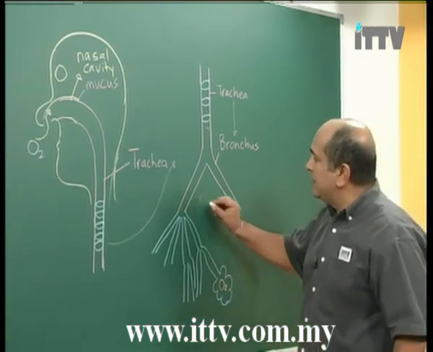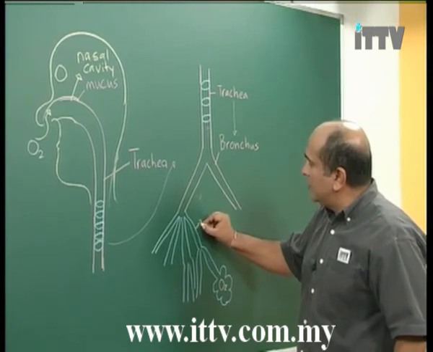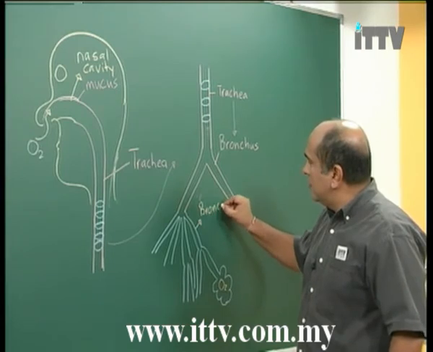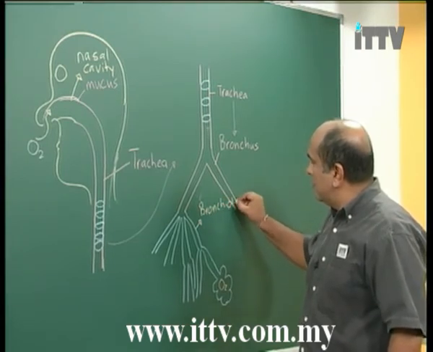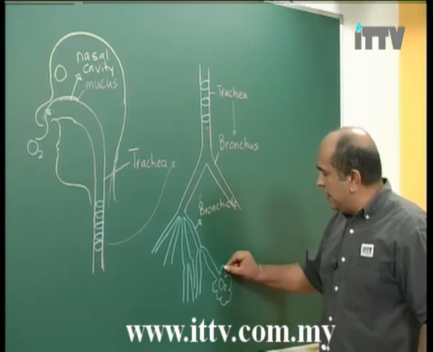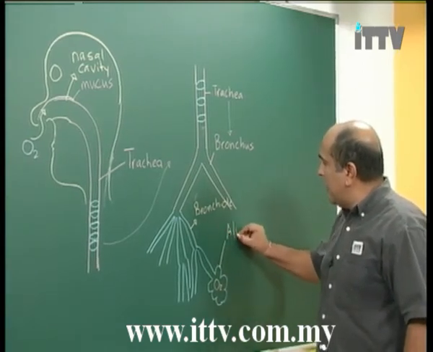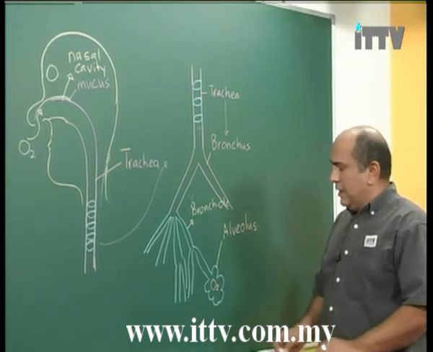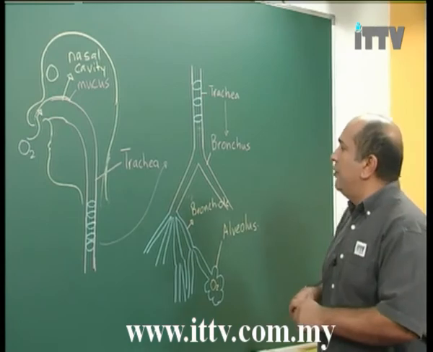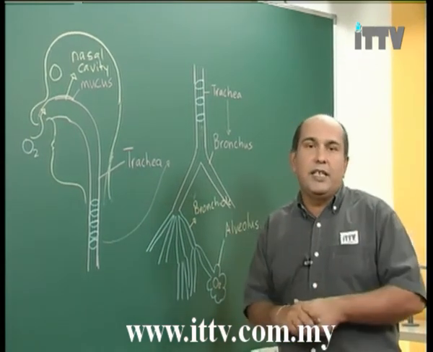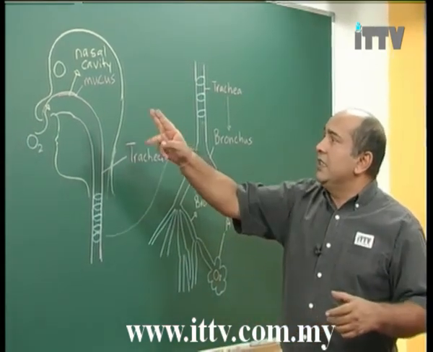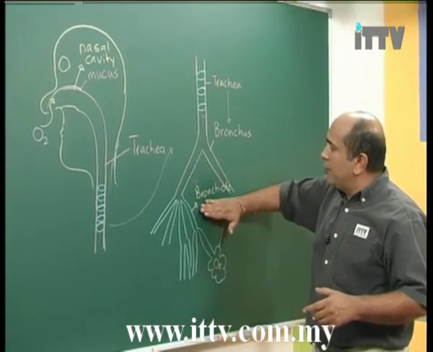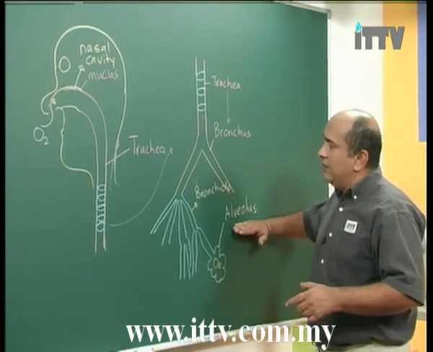Let's just label these last couple of things. This was called the bronchiole, and this is known as the alveolus. Now, these are the main parts of your respiratory system that you really need to know. Nostrils, nasal cavity, trachea, bronchus, bronchiole, and alveolus.